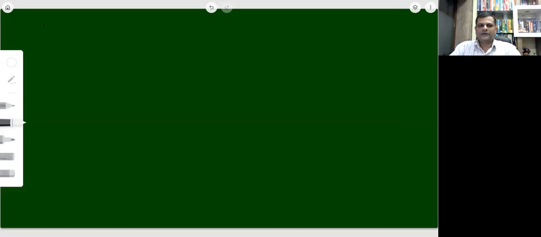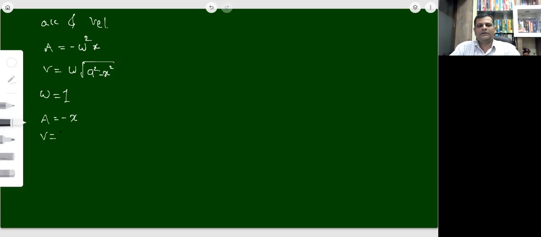Even the graph between acceleration and velocity has the same nature, remember. Suppose I denote acceleration by capital A. The formula for acceleration is minus omega square into x, right. And velocity is given by omega into root of a square minus x square, correct. Okay, so if we suppose that omega is equal to 1, then both of these equations get modified. So capital A will become minus x and v will become root of a square minus x square, correct.